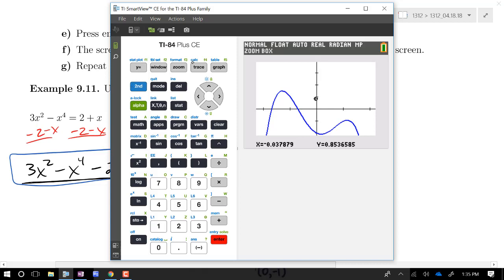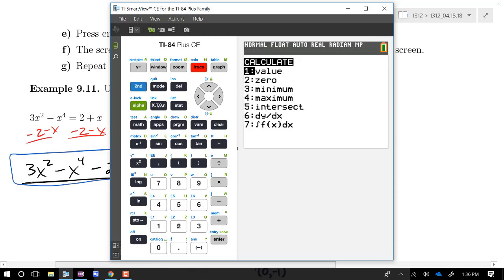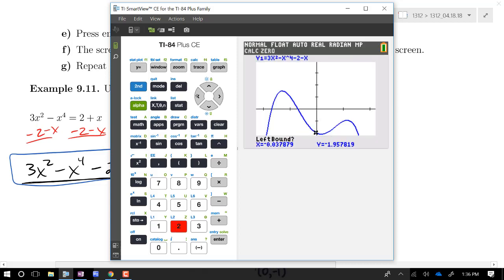So in the calculator, right above trace in blue, it says calc, or maybe in yellow, depending on the model. So I hit second calc, and I'm going to choose option 2 for 0. That means I'm finding a 0 of the function. Now it's going to ask you for 3 things: a left bound, a right bound, and a guess. So let's say I'm going to find the first 0 over there.